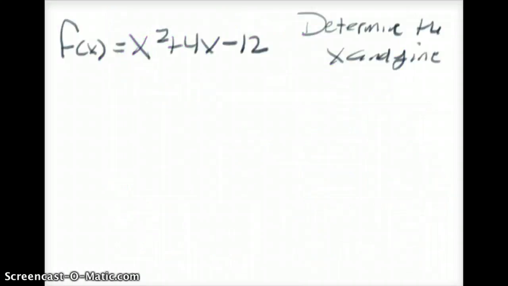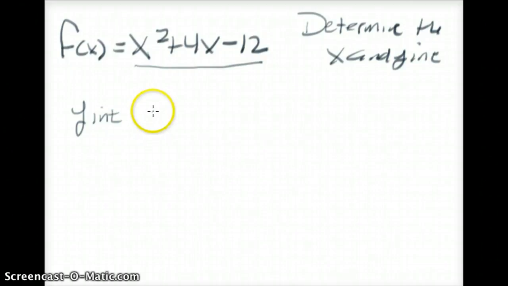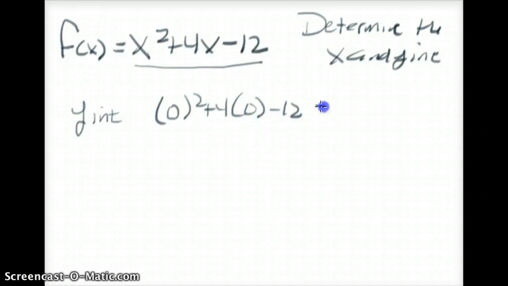Okay, so here's the question that you'll see. Determine the x and y intercepts. Here's my function right here. Well, the y-intercepts are very easy. Just plug in a 0 for x. That would be 0 squared plus 4 times 0 minus 12, which is negative 12. The y-intercept is negative 12. The location of that point is 0, comma, negative 12.